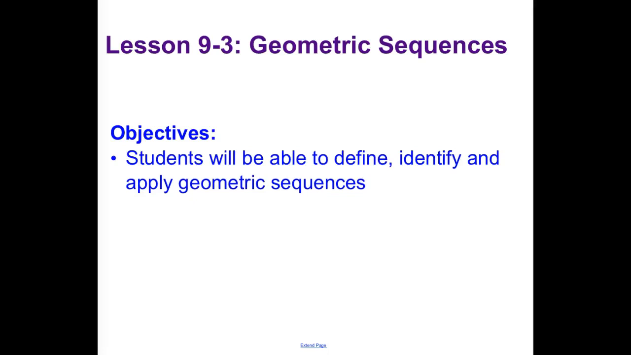Section 9.3 deals specifically with geometric sequences. We've talked about arithmetic sequences. What makes something arithmetic? What do you have to have for an arithmetic sequence? There has to be a common difference. What does that mean? How are the numbers being generated?